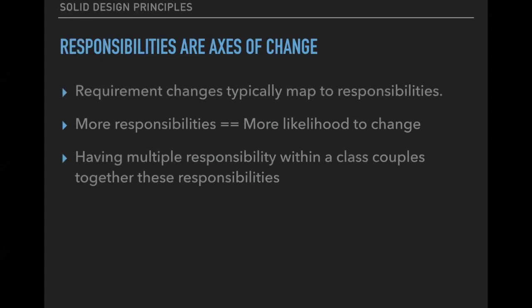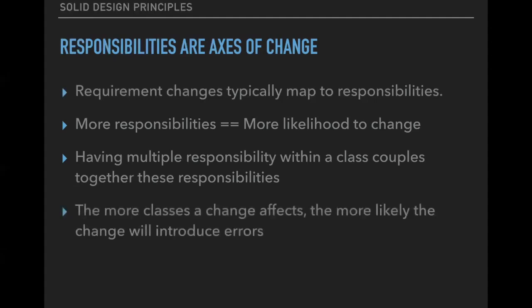Having multiple responsibilities within a class couples together these responsibilities. The more classes a change affects, the more likely the change will introduce errors. If your class is doing a single responsibility, owning a single functionality, then there are fewer places from where an error can be initiated. Since the object is doing one type of behavior, when the error comes, you have to deal with it and correct it there. But if multiple responsibilities are there, it will become difficult to trace back where the error has been introduced.